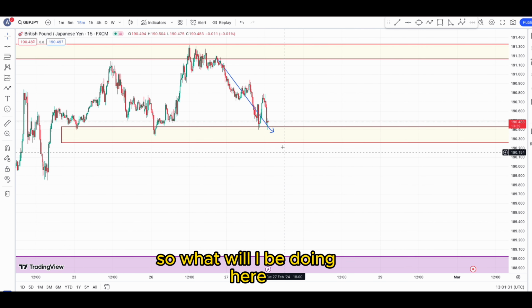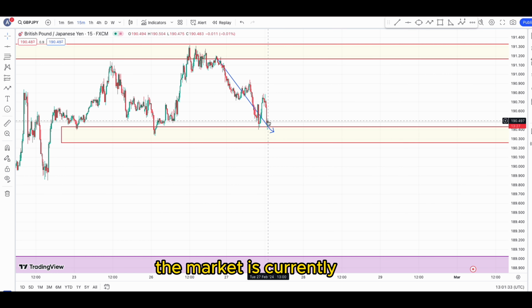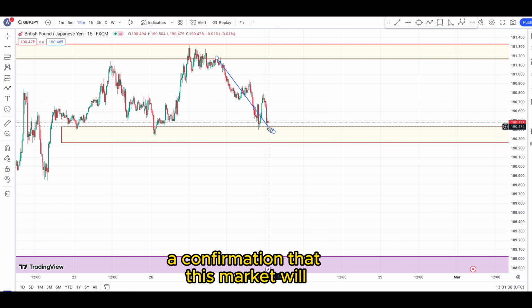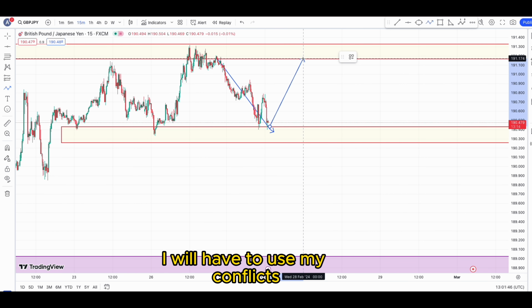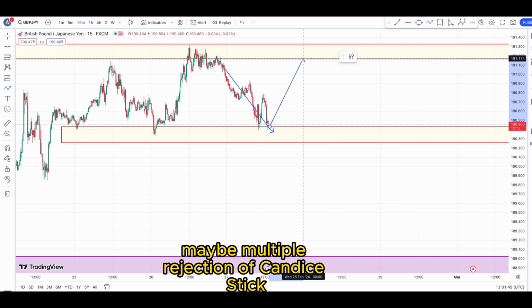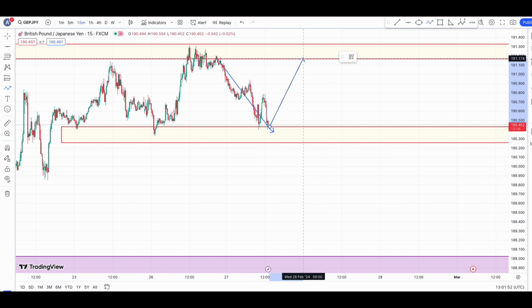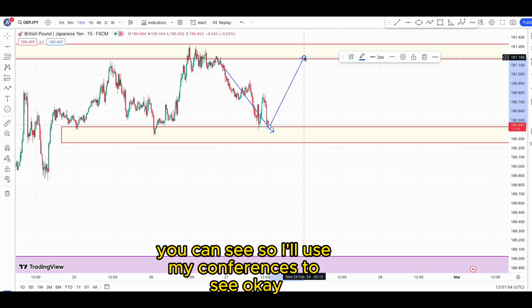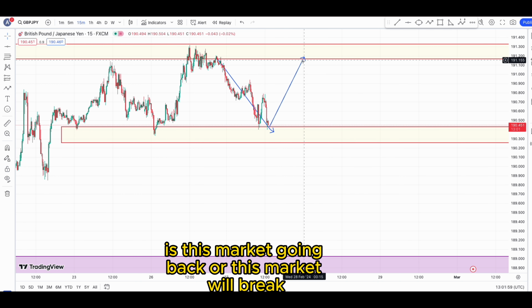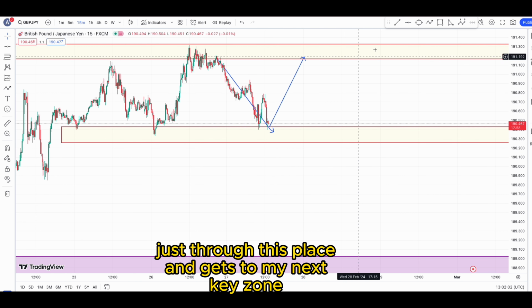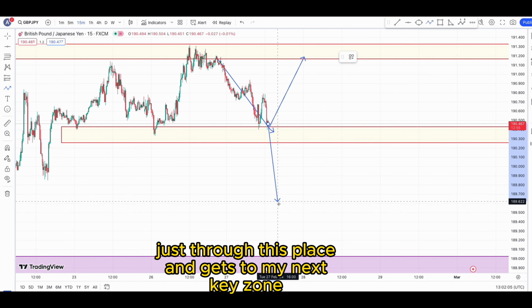So what will I be doing here? As you can see, the market is currently on this zone, right? I will wait for a confirmation that this market will either turn back. I will have to use my confluences, maybe multiple rejection candlesticks, to see, okay, is this market going back, or will this market break through this place and get to my next key zone.